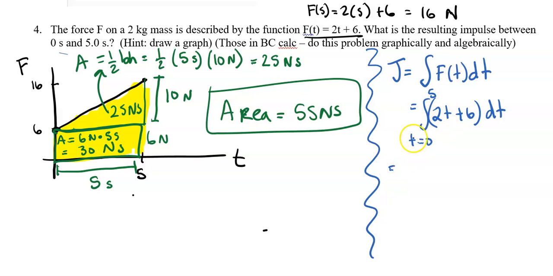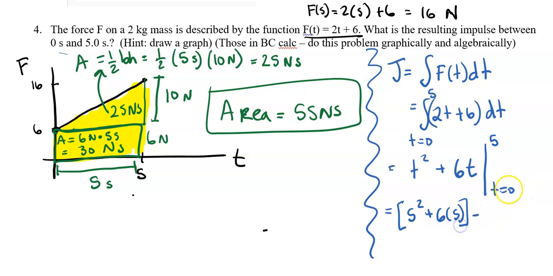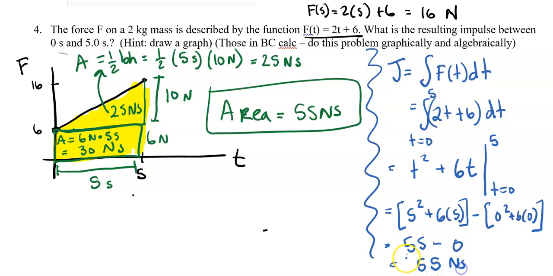Okay, so now let's integrate. The integral of 2t is just going to be t squared. The integral of 6 is going to be 6t, and we're integrating from t equals 0 to 5. So let's plug everything in. It's going to be 5 squared plus 6 times 5, take away the lower limit, which is 0 squared plus 6 times 0. 5 squared plus 6 times 5 is 55. The last term turns out to be 0. We are left with 55 newton seconds.